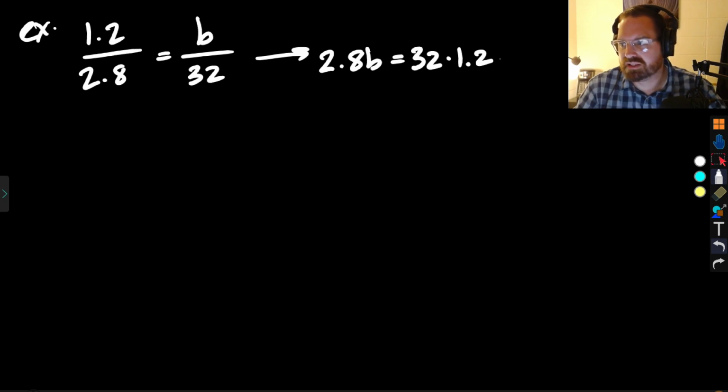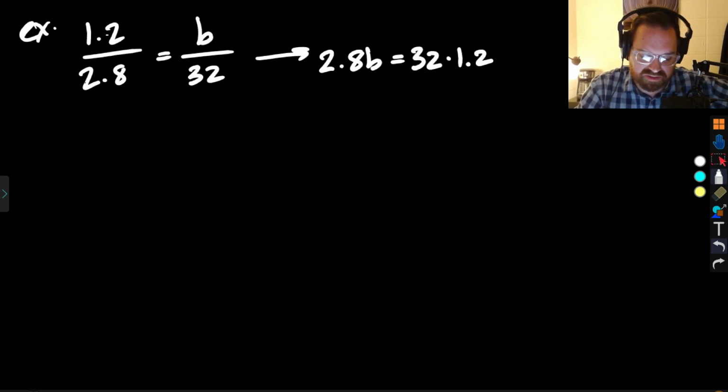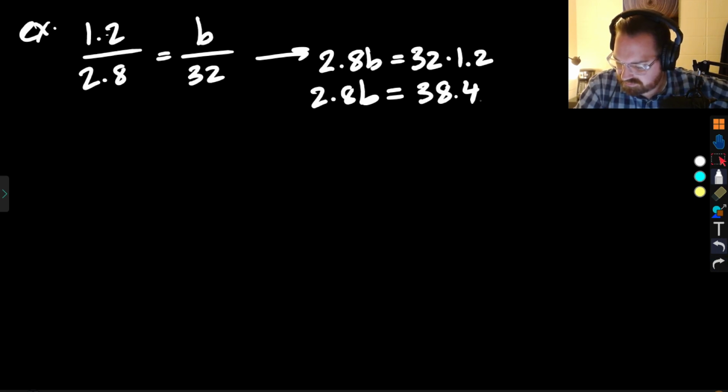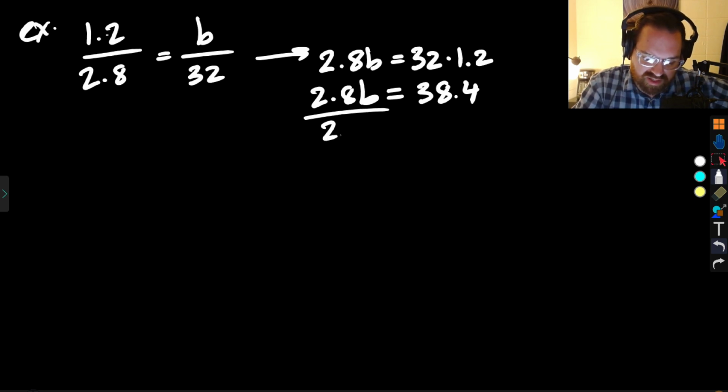1.2. So we've got our extremes here and our means in the middle. And so as a result, we have 2.8b is the same thing as 32 times 1.2, which is going to be 38.4. My handwriting is so bad right now. 38.4. And we divide by 2.8.